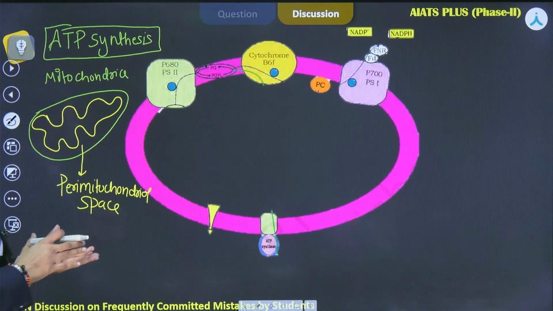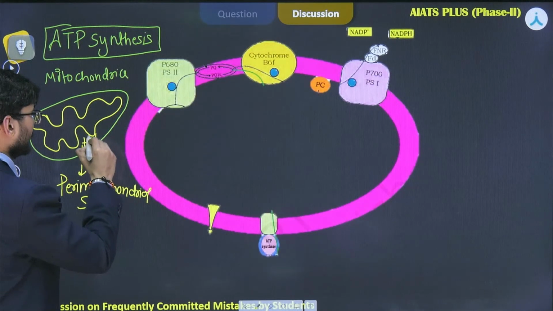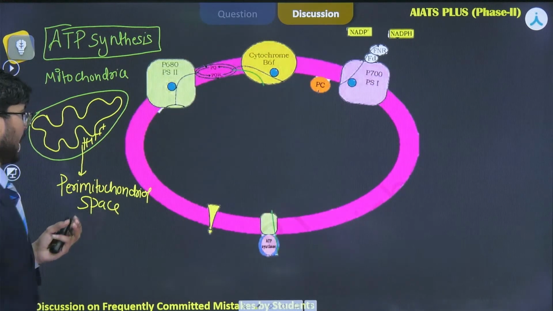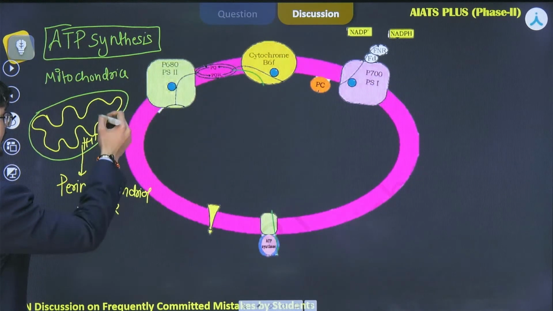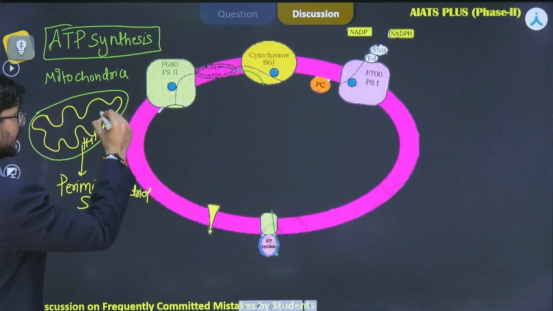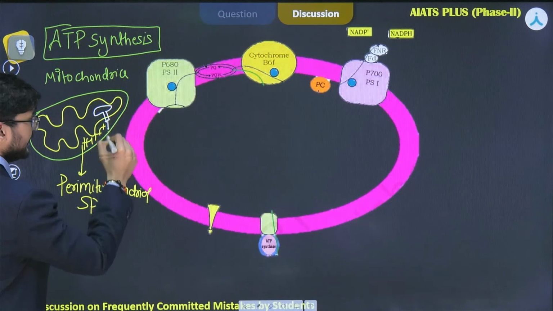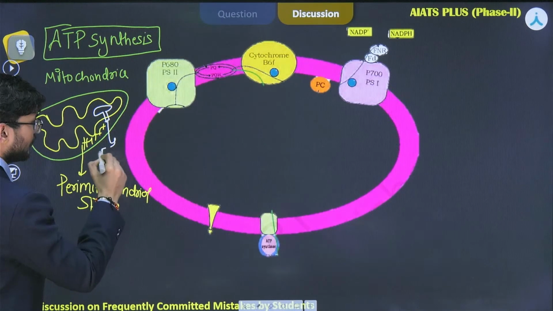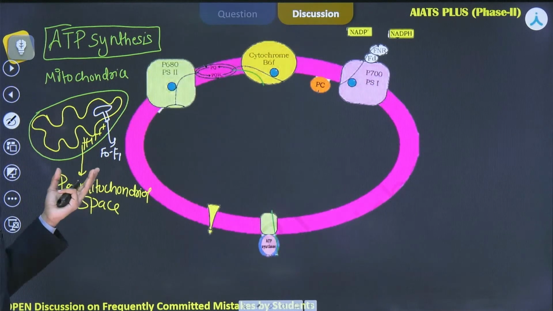This location is where the abundance of hydrogen ions is occurring. This gradient, the proton gradient, is formed in the perimitochondrial space, and now the proton gradient is broken through a channel, which is basically complex 5 consisting of F0 and F1 particles, that will now produce the ATP.